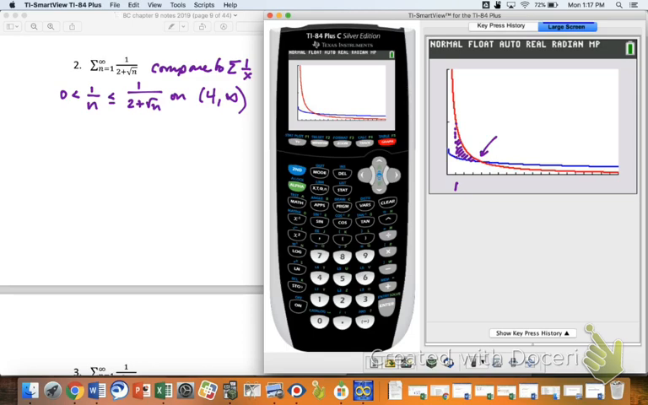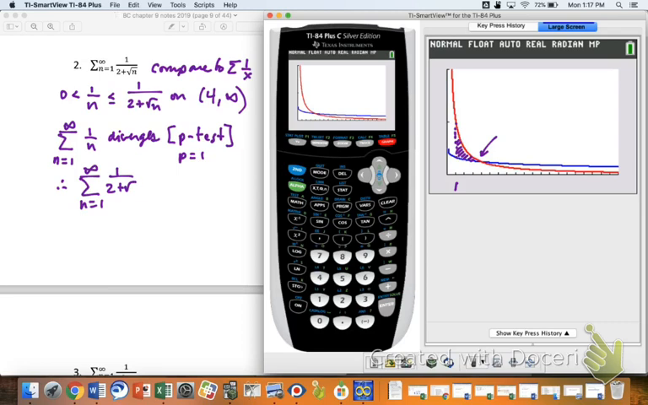So keep going here. I can also say sigma from 1 to infinity of 1 over n diverges because of either harmonic or p-test, whatever I want. So I can make a conclusion, therefore, the original series also diverges by comparison.